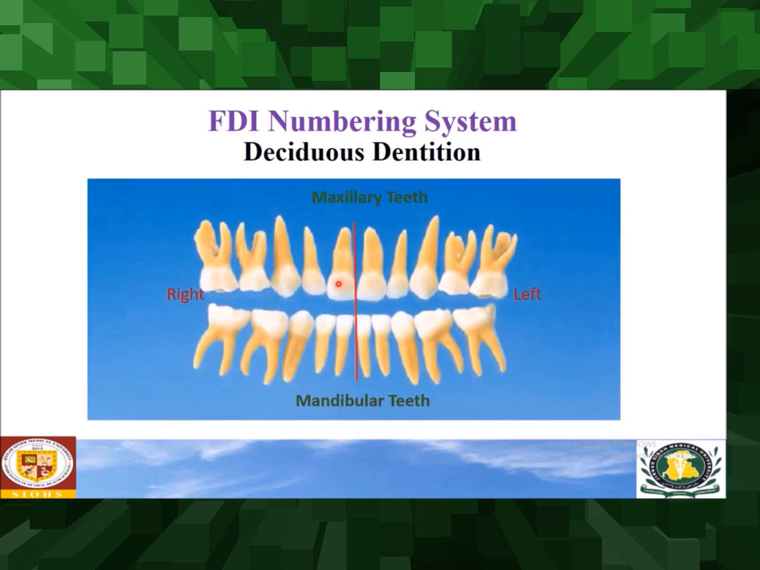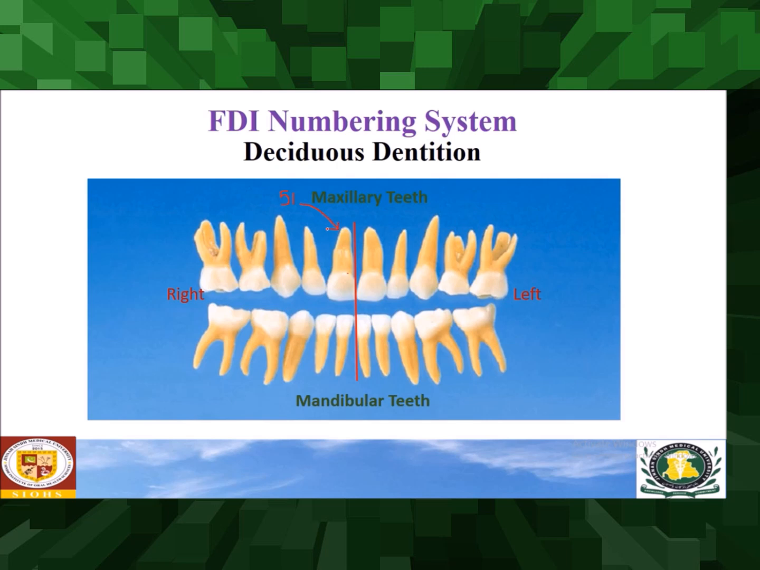Now this tooth is the maxillary right central incisor. In the FDI notation system, the maxillary right quadrant is referred to as number 5, and this central incisor is the first tooth. So it is referred to as 5-1.